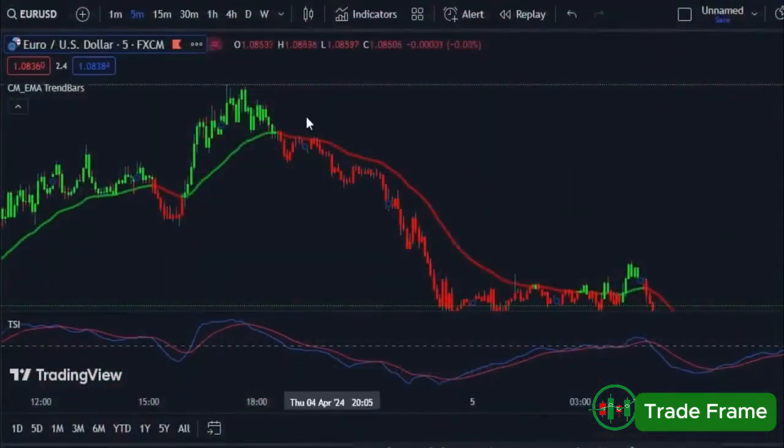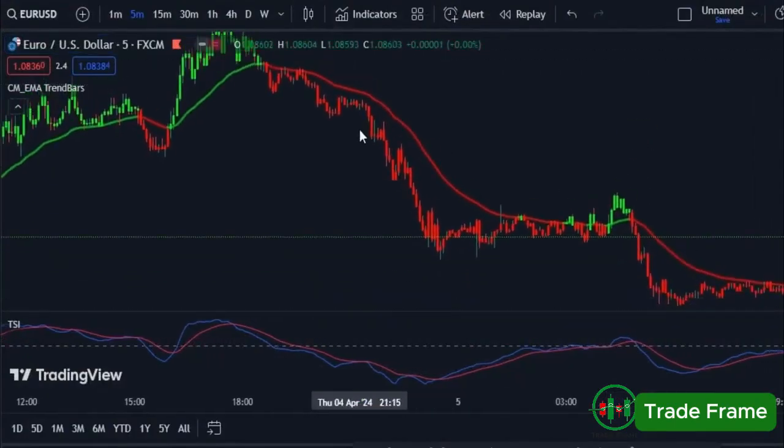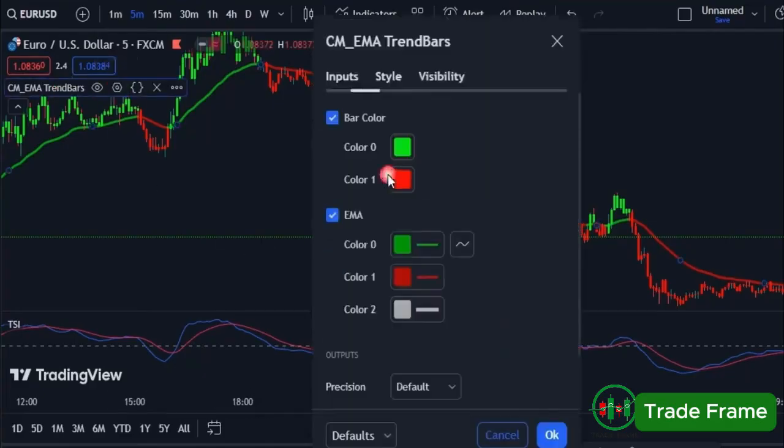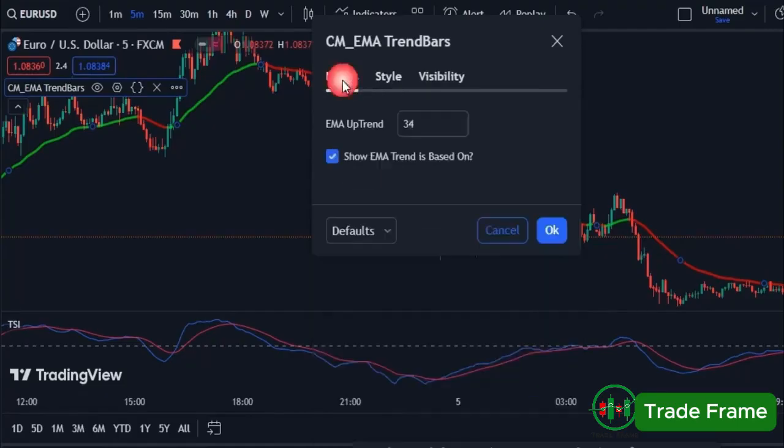As you can see, the color of our candles has also changed, and this tool includes two colors, red and green, which form the upward and downward trends for us. Let's enter the settings of this indicator and go to the Style tab. Here, we disable the bar color option so that we can see our original candles. Next, we go to the Input tab.